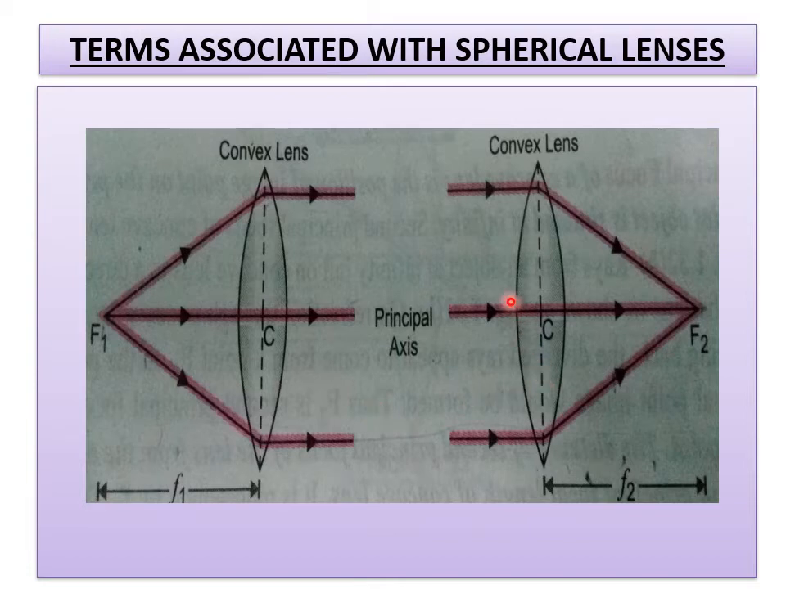When you come to here, if the rays are parallel like this, they meet at one point. This meeting point is known as F2, and from this optic center to F2 is small f2, and from this optic center to F1 is small f1. Okay, small f1 and small f2 are known as the focal lengths of the convex lens. So we will discuss the definitions of these terms next.